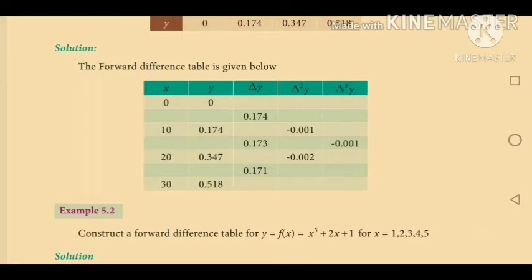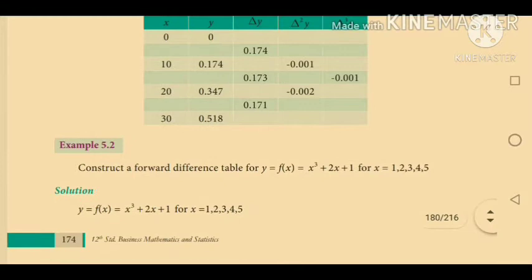Then delta cube y, that is delta power 3 y, is found by using delta square y. Here minus 0.002 minus of minus 0.001, we get minus 0.001, it is also in minus sign. So this is the way we are finding the forward table.